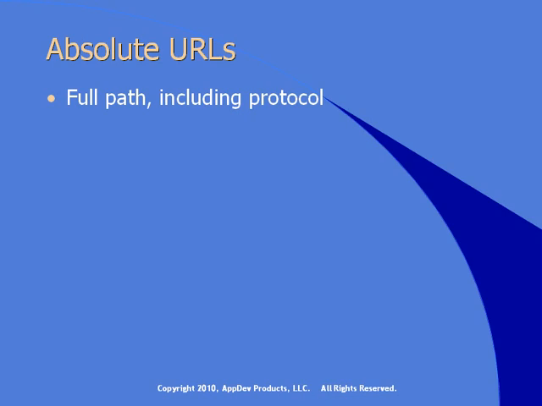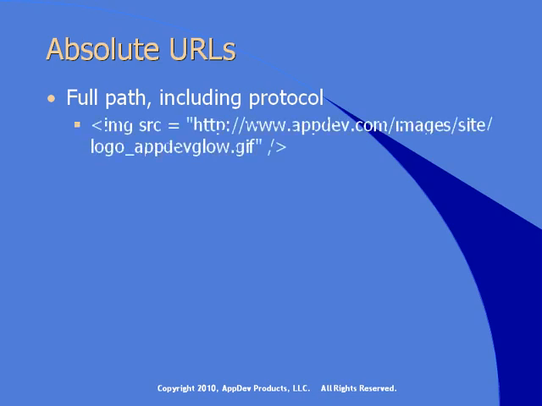So, for example, to use the appdev logo that's located in the upper left corner of the website in an image tag on your site, you could use this absolute URL, and this is an actual URL. So you specify the protocol, HTTP, www.appdev.com/images, because it's in that directory, /site, because it's in that subdirectory, /logo_appdevglow.gif. So that's an absolute URL because it's specifying the absolute location of that file.